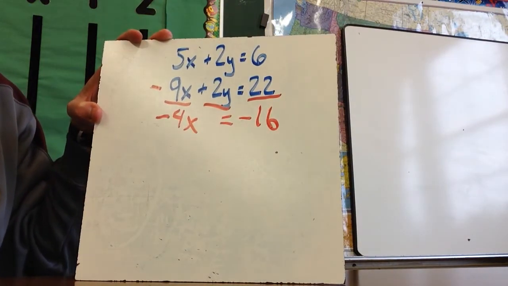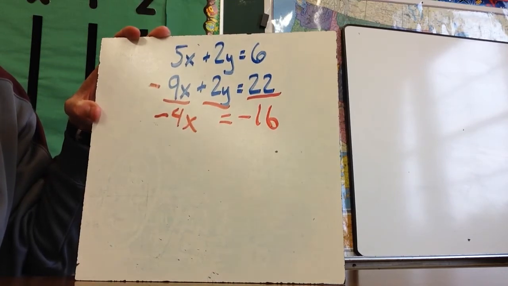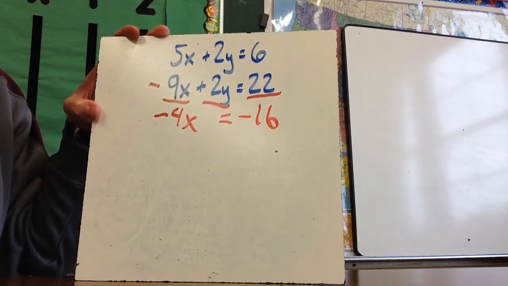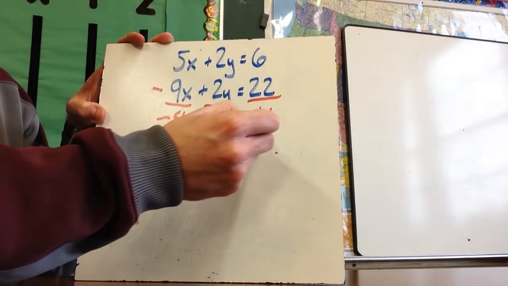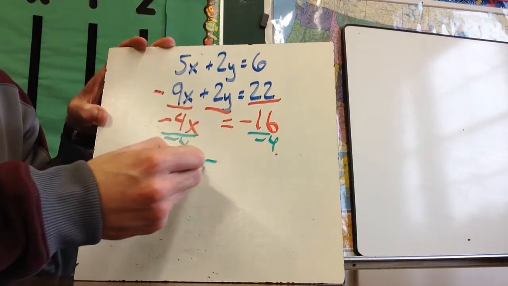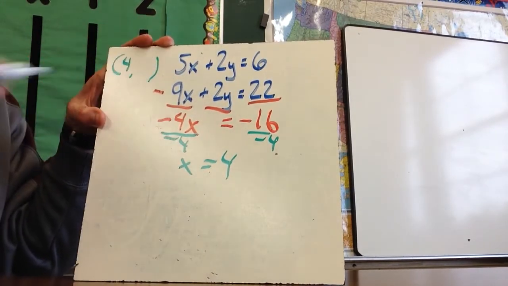All right, so now I've eliminated the y, and as the title of this chapter tells you, the goal is to eliminate. So I've gotten rid of the y, which means I'm now just solving for x. I'm going to divide both sides by negative 4. And I know that x equals positive 4. So in my answer, 4 is going to be the x value.